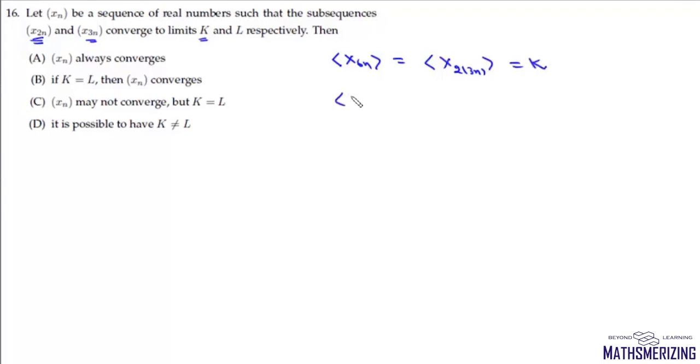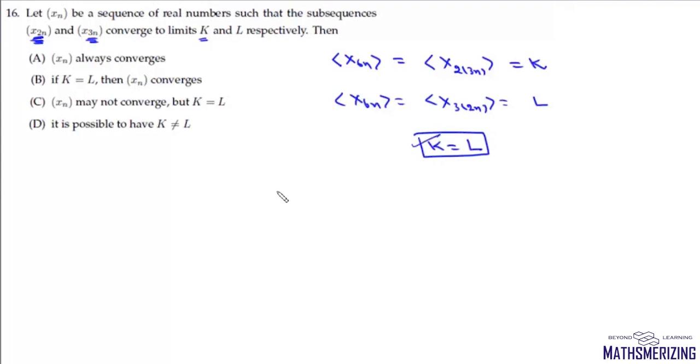Now we can also write this subsequence x6n as x of 3 into 2n. That is, it is a subsequence of x3n. And if x3n converges to L, then any subsequence of x3n will also converge to the same limit L. So from here we can say this k must be equal to L. Now in any case, k must be equal to L. But the sequence itself may not be convergent.